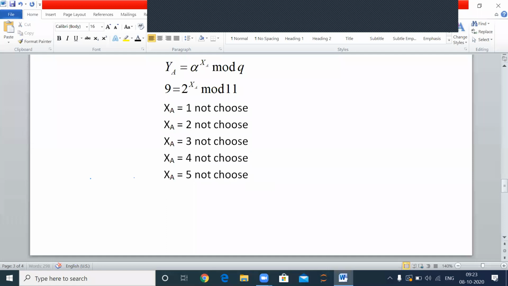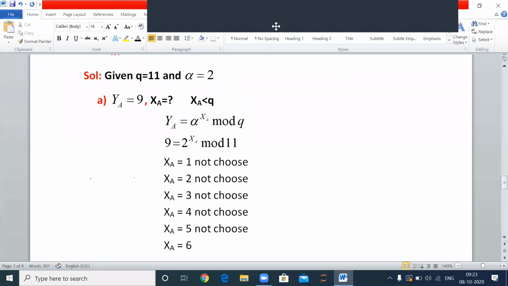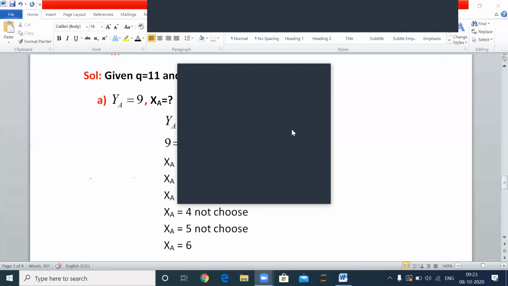XA is equal to 5. Similarly, we have to choose XA is equal to 6. What is the remainder value? Those who have to know, raise your hands. That is 2 power 6 mod 11. What is the remainder value? Raise your hand.